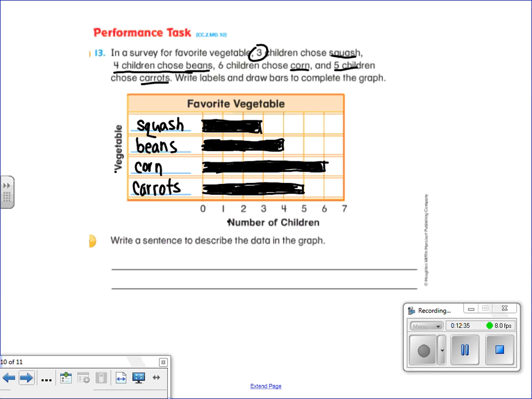And then write a sentence to describe the data in the graph. So any sentence that tells about the graph, for example, corn is the most favorite vegetable, is a true sentence about this graph. That is what I mean when I say describe the graph, okay? Squash was the least favorite vegetable, is another sentence that describes the graph.